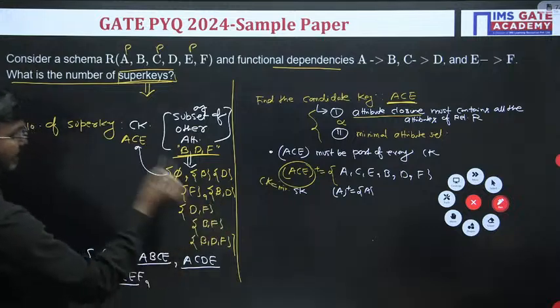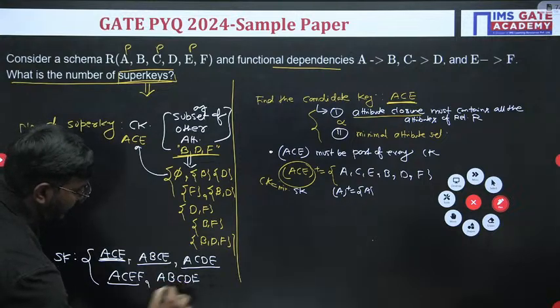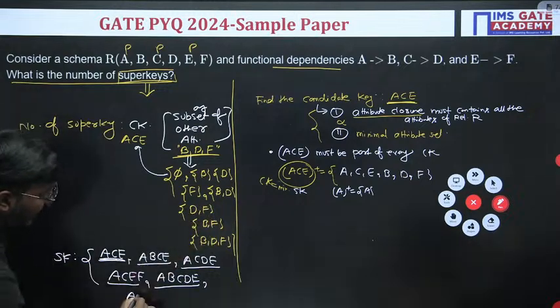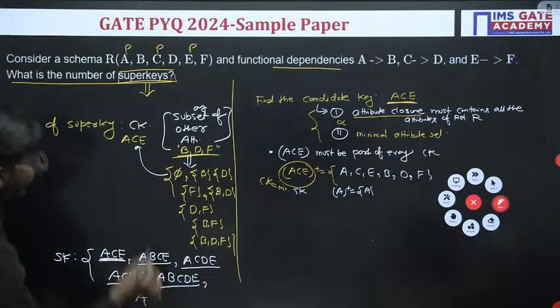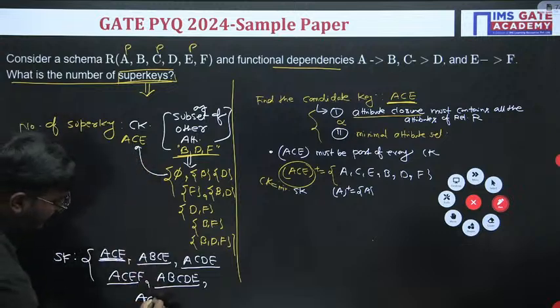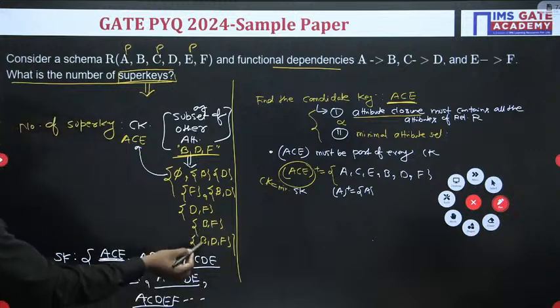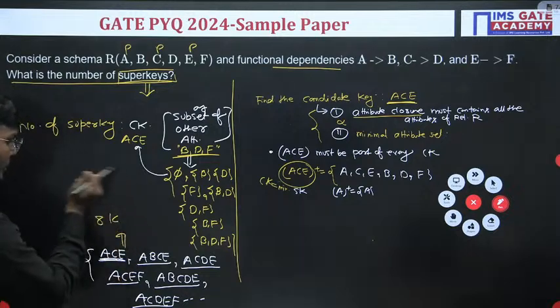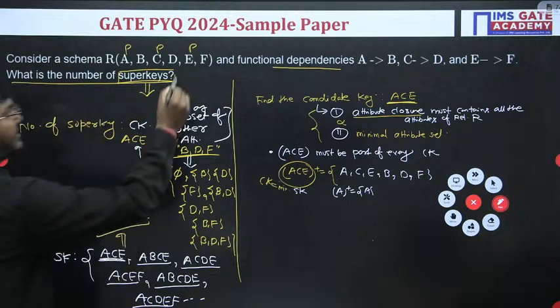Same here if I attach this BD, it will form here A, B, C, D and E. Understood? Same, I attach this DF, then it will form here A, B, and DF. So it will become A, C, D, then here E and F. Like this, if you attach all of this subset with the candidate key, it will form super keys here. So total is nothing but 8 super keys are there. 8 super keys for the given answer. Fine, so answer is nothing but 8 here.